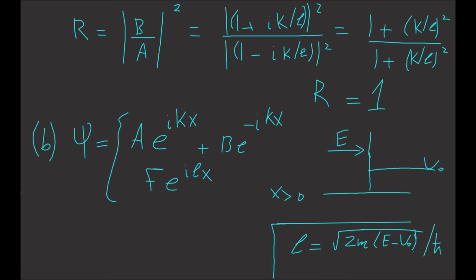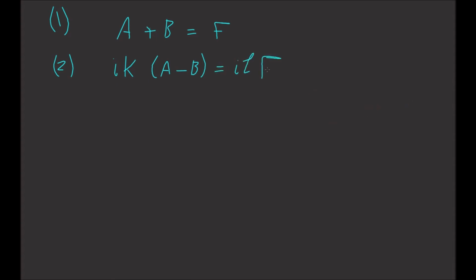Okay, so now let's look at the boundary conditions for this solution. The first boundary condition, the continuity of psi at x equals 0, gives us A plus B equals F. The second boundary condition is the continuity of psi prime, which is i times k times A minus B equal to i times L times F.